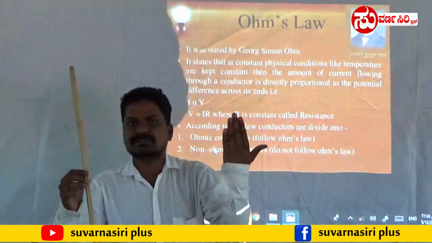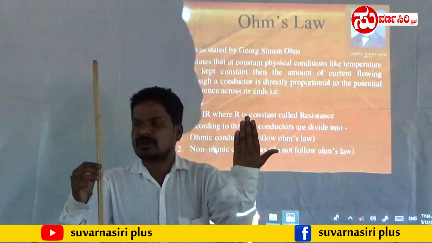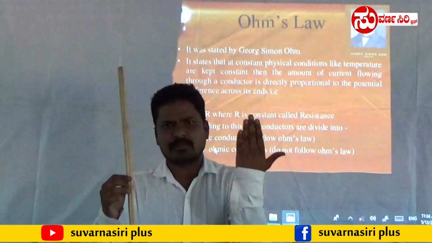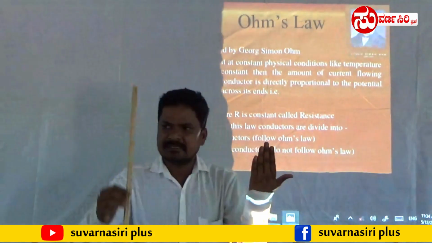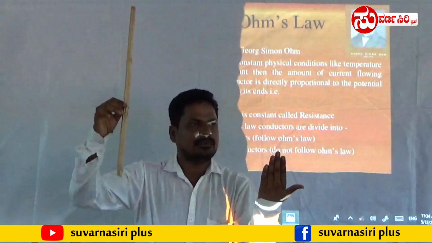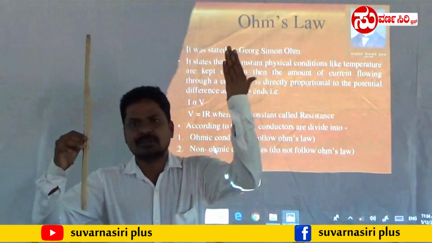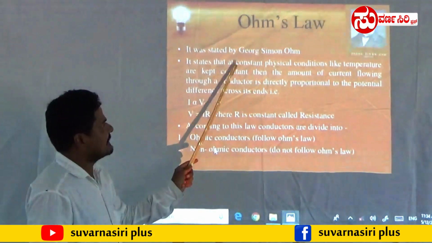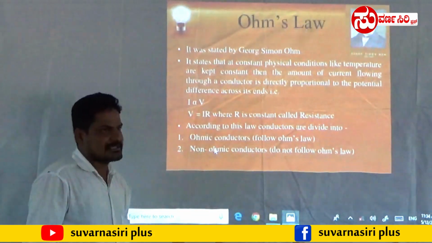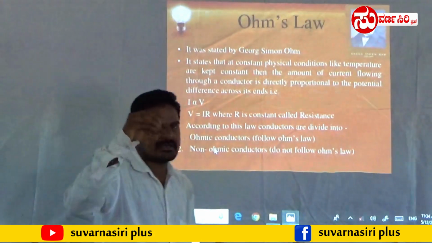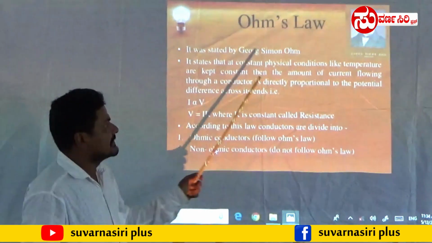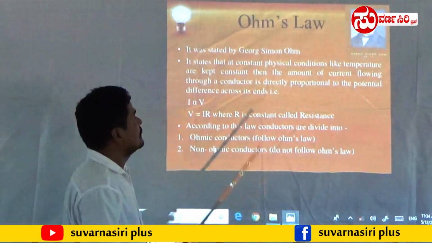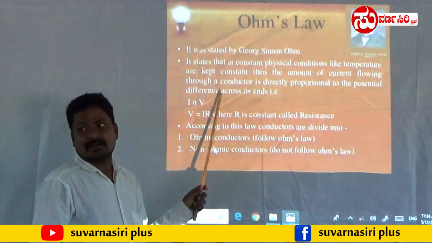What is the relation of these two? Current and potential difference are directly related, or directly proportional. If we increase the current, the potential difference also increases. According to this law, at constant physical conditions like temperature, the current flowing through the circuit is directly proportional to the potential difference across the conductor.